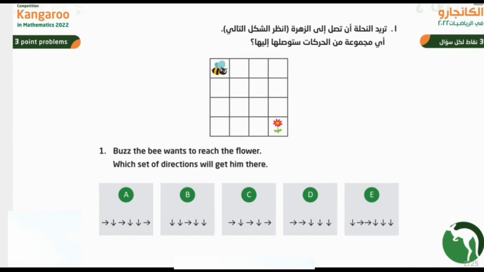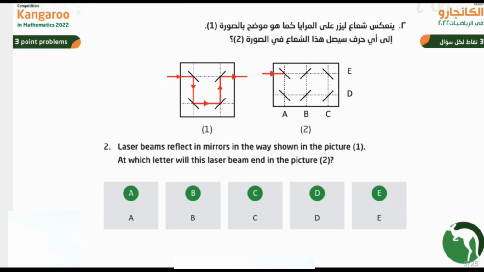In question number 1, Buzz the bee wants to reach the flower. Which set of directions will get him there? Okay, so here at first, we will go to the right, then down, then to the right, then down and then to the right. So we need the directions in this order. If you look at the answers, we will see that A is the correct answer.